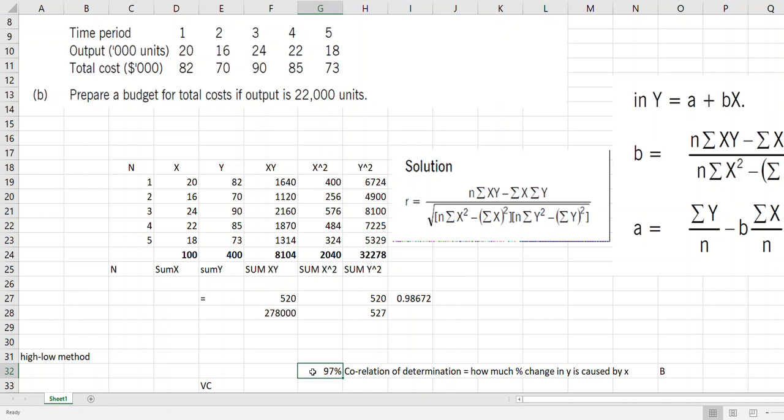So R shows you the relation, and the coefficient of determination, which is R squared, gives you the percentage change caused in Y by the change in units in X. We looked at this in the statistics chapter as well.